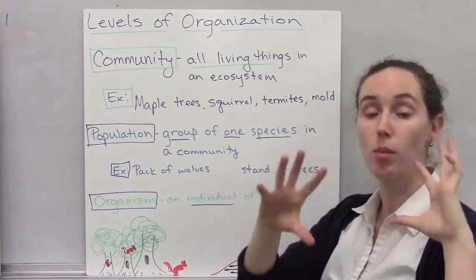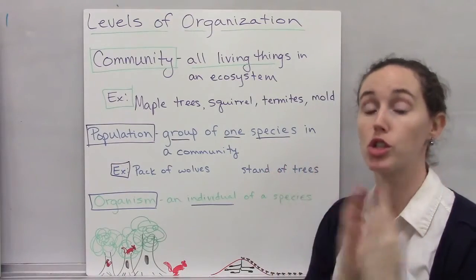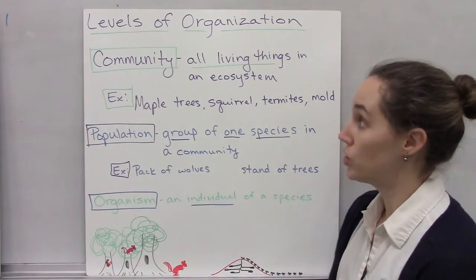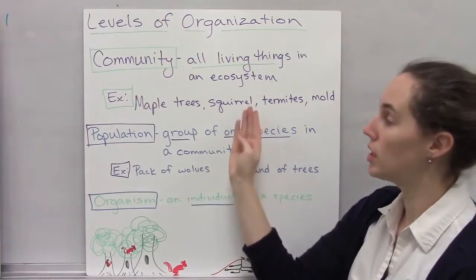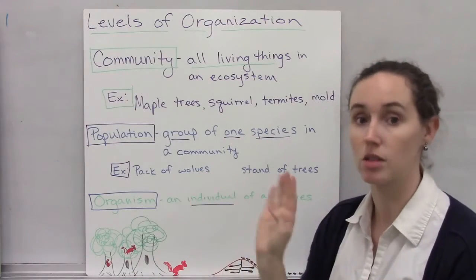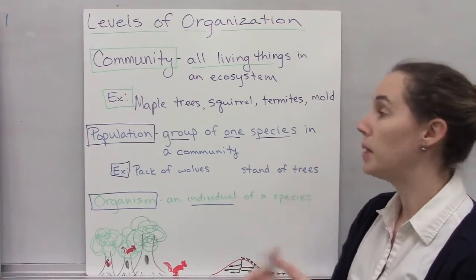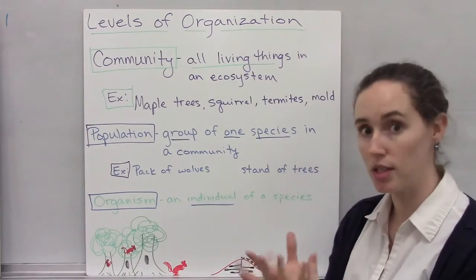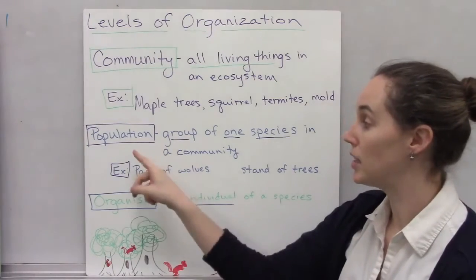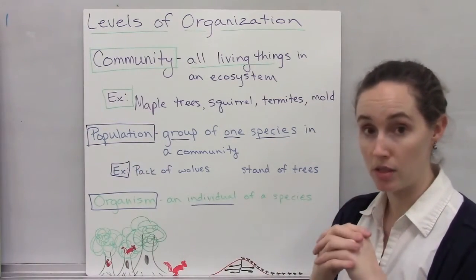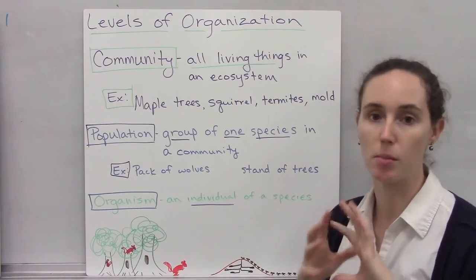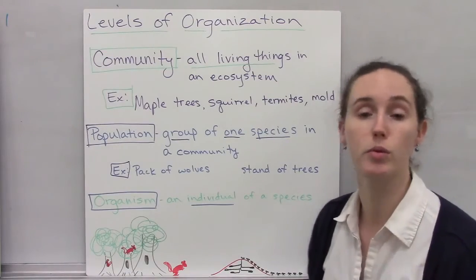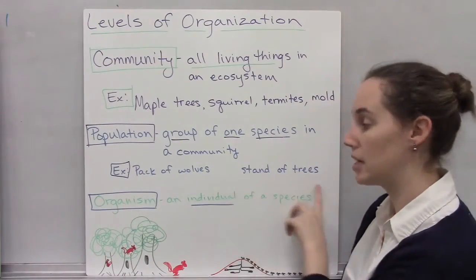As we continue to get smaller, we're moving into where we're just focusing on the living things and not on those environmental factors. So we have the community, which is all of the living things in an ecosystem. So my example here, right, we've got maple trees, squirrels, termites, mold, all the living things in a woodland ecosystem. A population is a group of one species within that community. So a community is many different species. A population is a group of just one. For example, a pack of wolves, or a flock of birds, or a stand of trees.